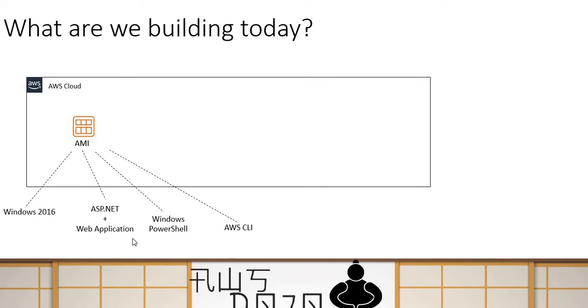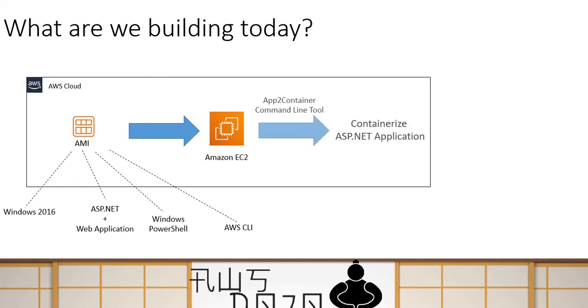So basically, the process is pretty straightforward. You launch an EC2 instance out of this AMI, and then you use the App2Container service, a command line based tool, to containerize this ASP.NET application. So that's the scenario you are going to implement today.